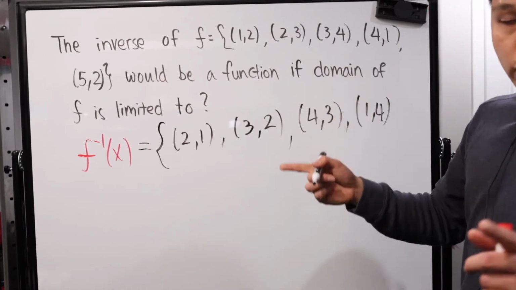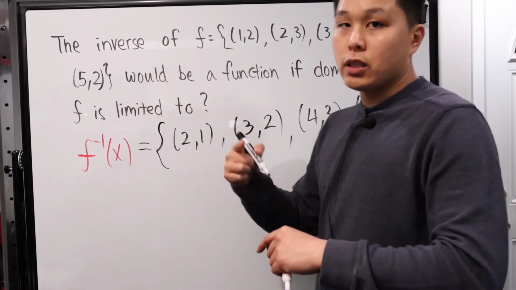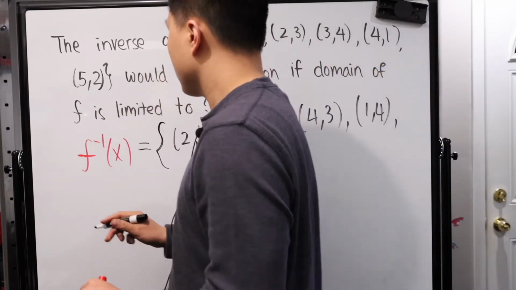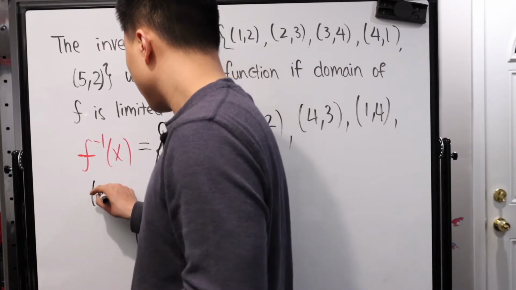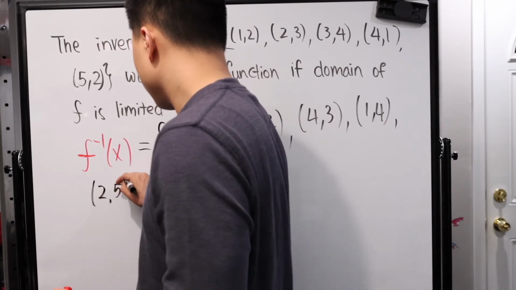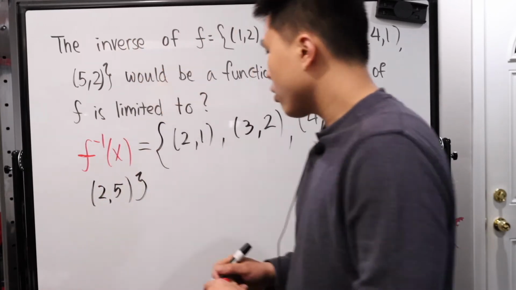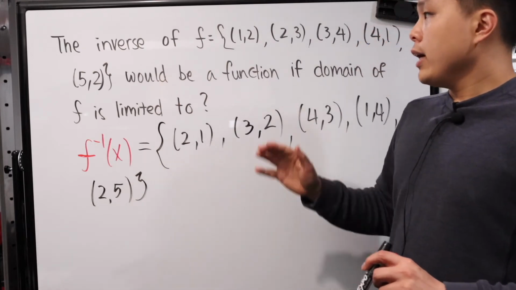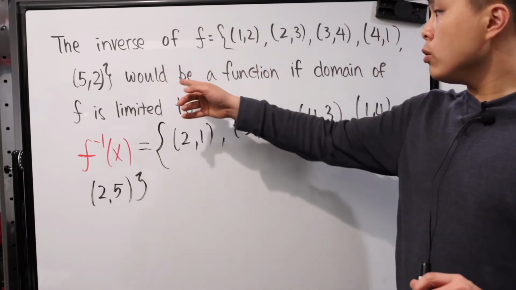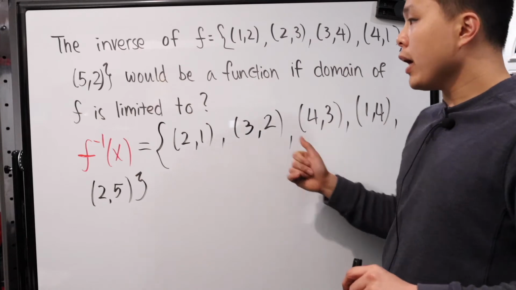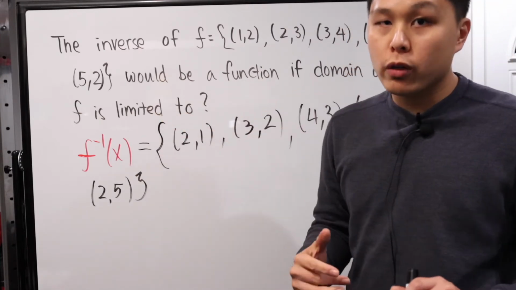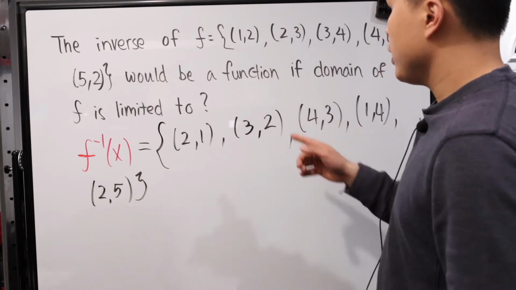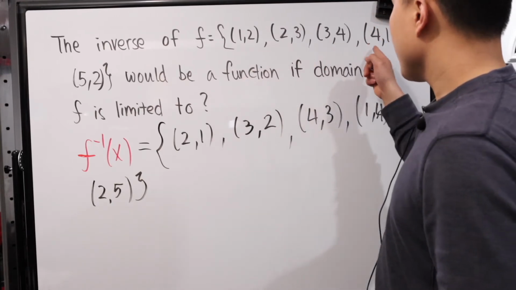So you're basically doing the opposite of every one, right? Because remember, it undoes everything that the original function does. So in this case, instead of 5, 2, it's going to be 2, 5. Okay, that's our inverse function right there. Now, it's saying this inverse function would be a function if the domain of f is limited to. Domain is just a complicated word for your input, what you can put in. So these guys right here, all the x is what you put in.